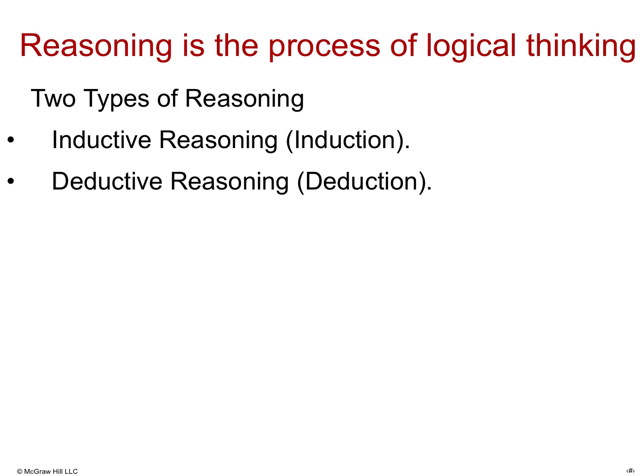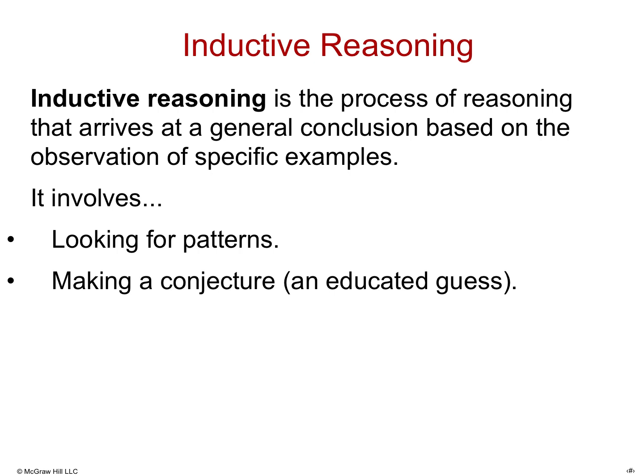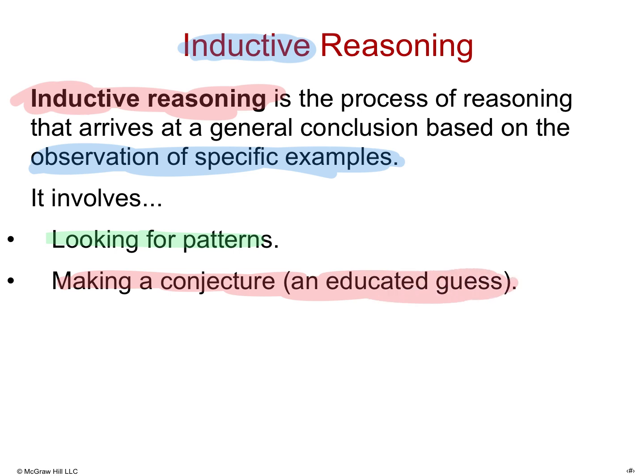First, there are two types of reasoning. That is, inductive reasoning, which also is known as induction, and deductive reasoning, which is known as deduction. Inductive reasoning is the process that arrives at a general conclusion based on the observation of specific examples. So specific examples goes with inductive reasoning. It involves looking for patterns and making a conjecture, which is basically an educated guess.